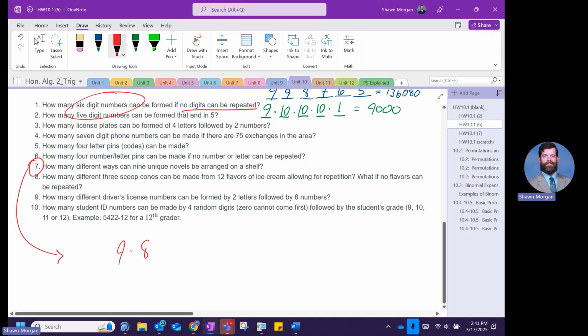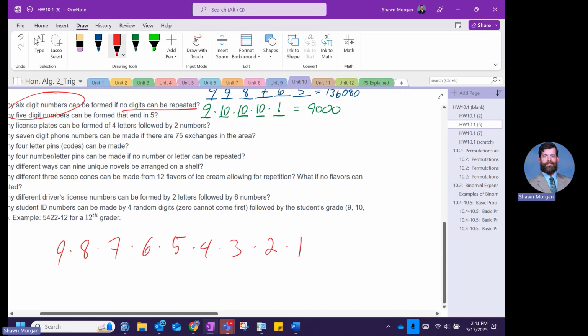9 times 8 times 7 times 6 times 5 times 4, 3, 2, 1. Anybody know what that equals off the top of your head? Why would you, right? That's not a math fact that you have memorized. But does anybody know what that symbol means? Have you seen that symbol, that exclamation point?